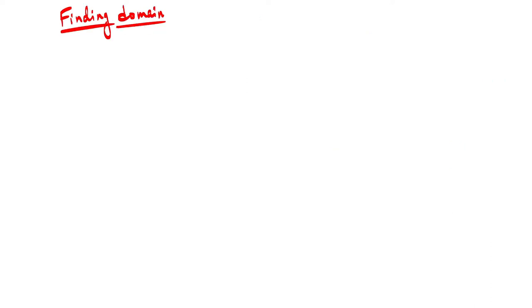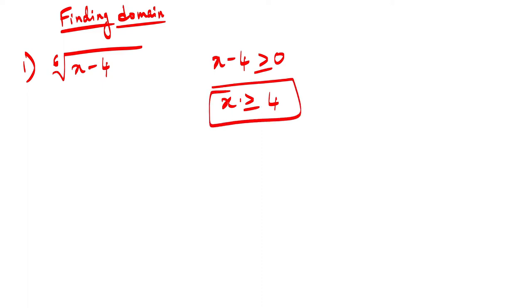Now, how can we find domain? To find domain, there are certain rules that we must follow. We must take care of those rules. The first one is, rules depend on the condition given. For instance, if we have any negative number under root, let's say sixth root of x minus 4. Now, to find the domain of this function, what can we do? We know the basic rule, which is there shouldn't be any negative term under root, which means x minus 4, which is under root in this case, should be greater than or equal to 0. So this gives x is greater than or equal to 4. So this is the domain of this function.